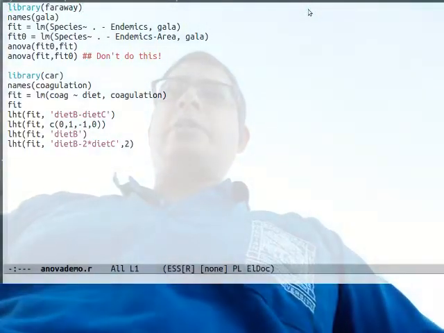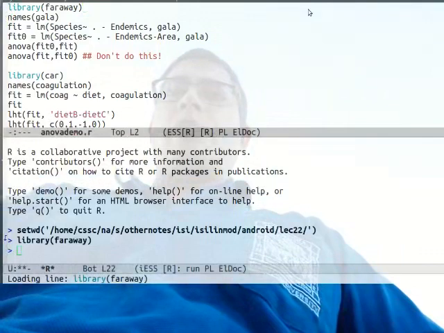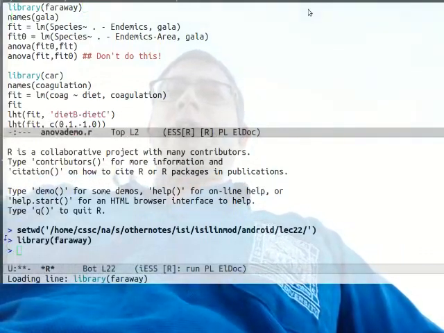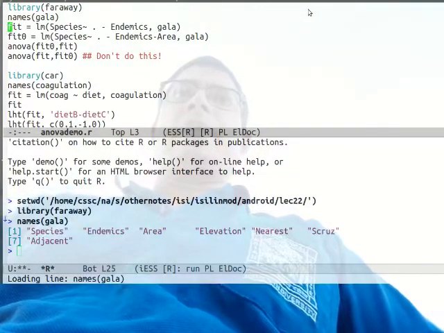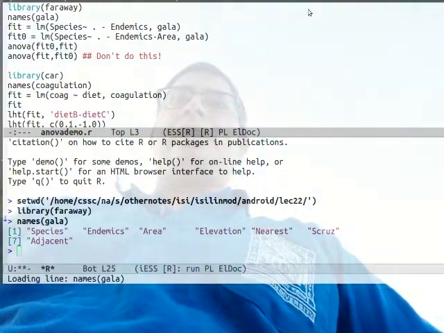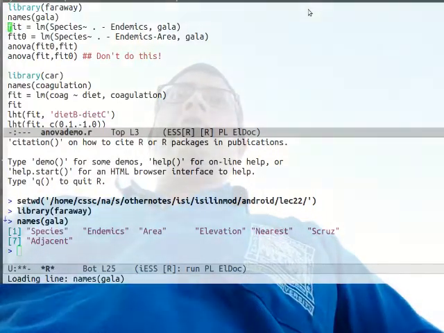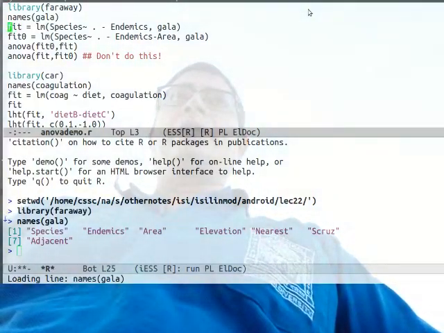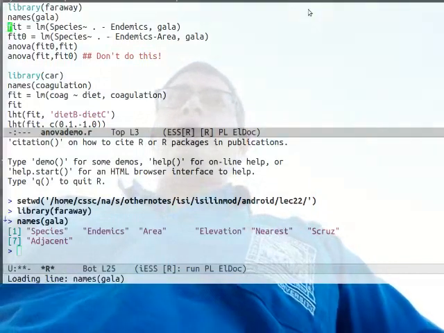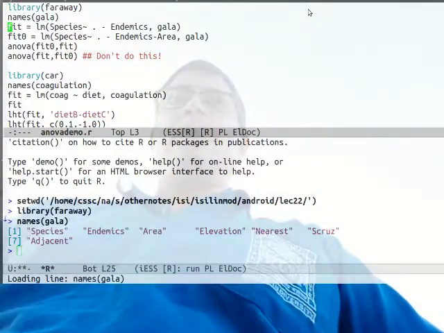So what I first do is I load the package faraway, and I am going to use the data set called GALA for Galapagos. It has various things: species, endemics, area, elevation, nearest, cruise, and adjacent. Now I am going to fit a model. So this particular example is taken from the book, so I am just imitating their thing. You can find it in chapter 3.